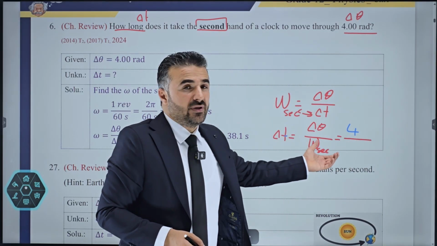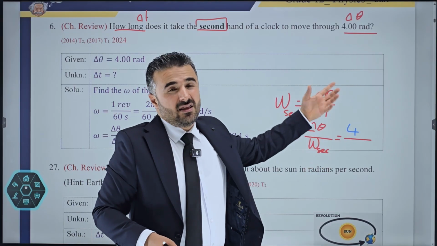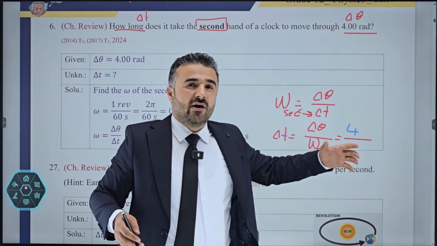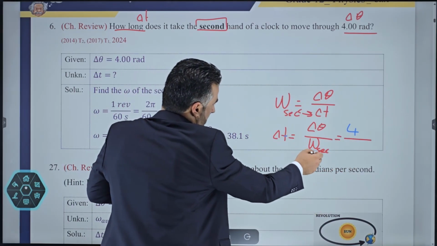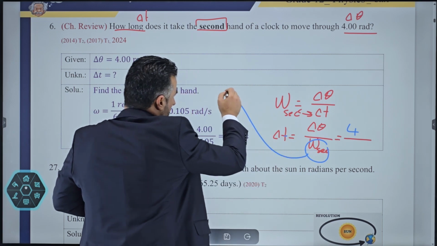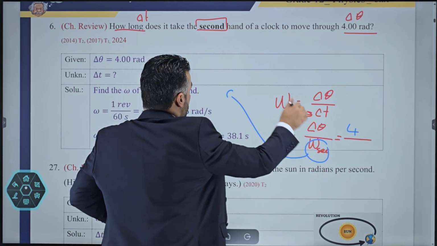What about the angular speed? In order to find delta t here, you need the angular speed. But is it given? The answer is no. Have you memorized it? The answer is no. Do you need to memorize it? The answer is no. Because you need the angular speed of a clock hand, you have to find it separately. So how do you find the angular speed of a second hand?